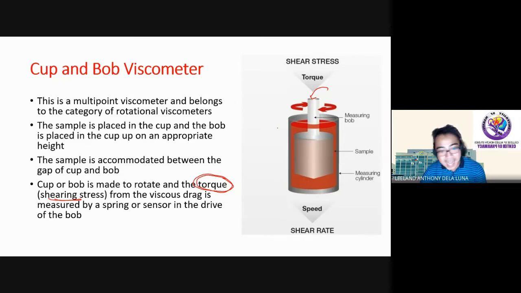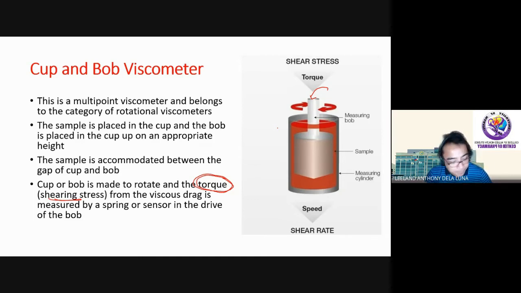Okay? So hence class, ang isa sa mga nakukuha ko dito na value, it's not simply the time lang for the fluid to flow. So hindi ko na nakukuha dyan yung shearing rate. Kinakuha ko dito class sa cup and bob is the shearing stress as well. Okay? So the force required for the fluid to flow. Alright?